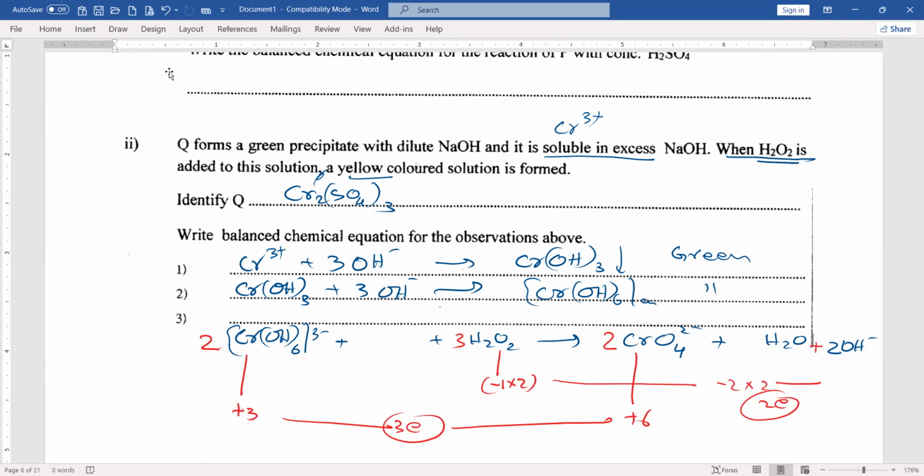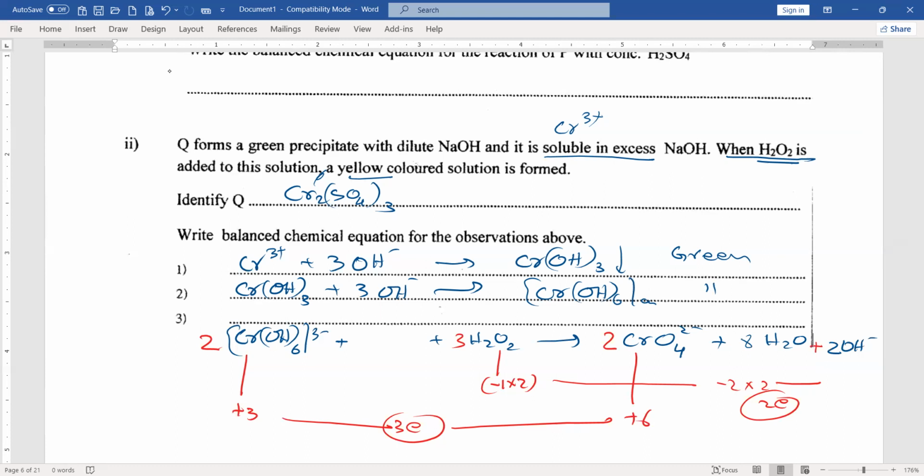Then check whether it is correct. Here how many hydrogens? 2 into 6, 12 hydrogens, plus 6, altogether 18 hydrogens, which means you can put 6 water here, but you also have some hydrogen. Altogether 18, and here you have 2, so 8 water. This is balanced, correct and accepted.